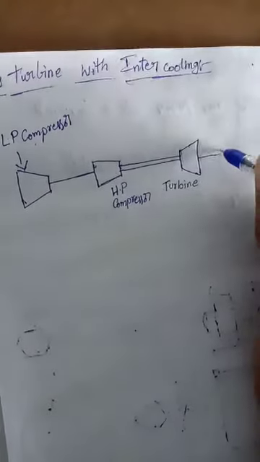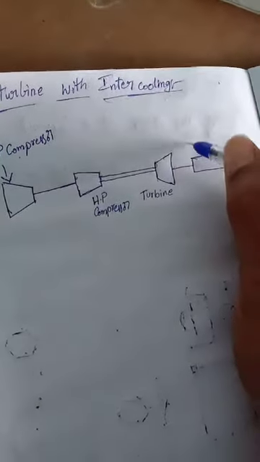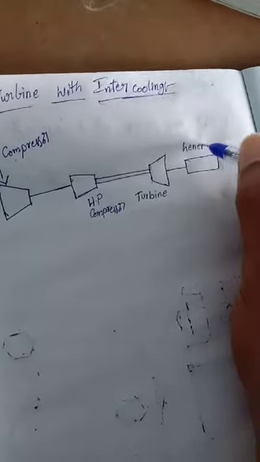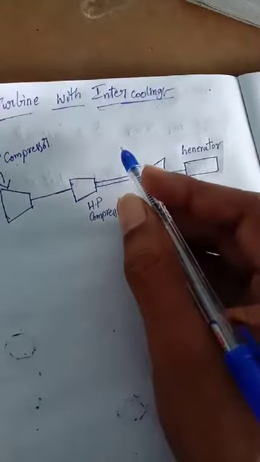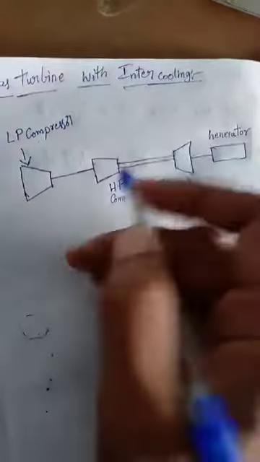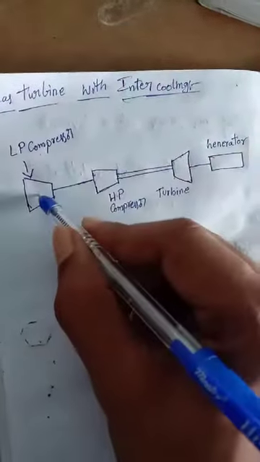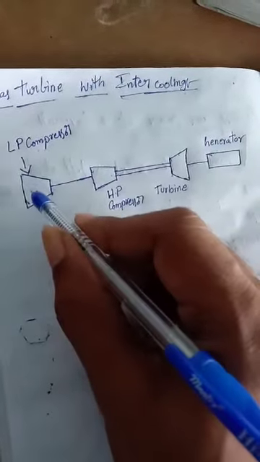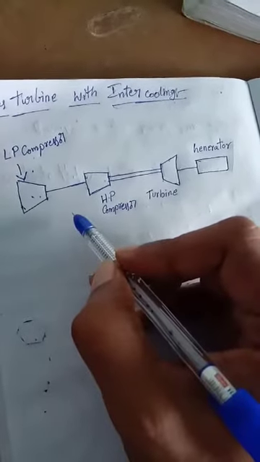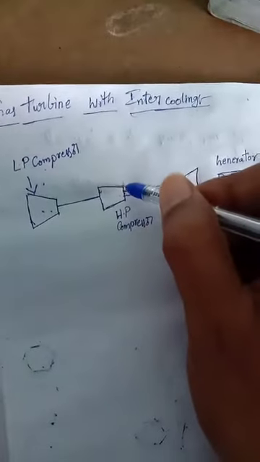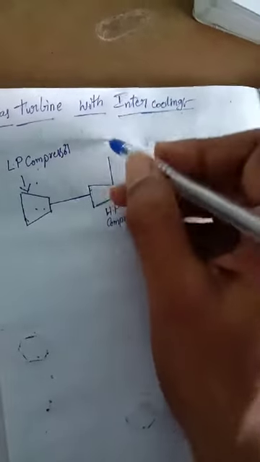Now we are going to fix the generator. So this is called a generator. Okay, now where we are going to fix the intercooling is between the low pressure compressor and the high pressure compressor. In between these two compressors we are going to fix the intercooling. Before going there, first we will see the schematic diagram as it is.